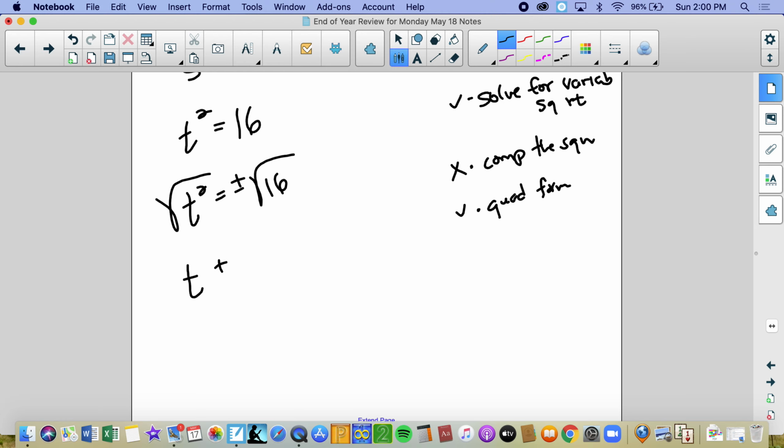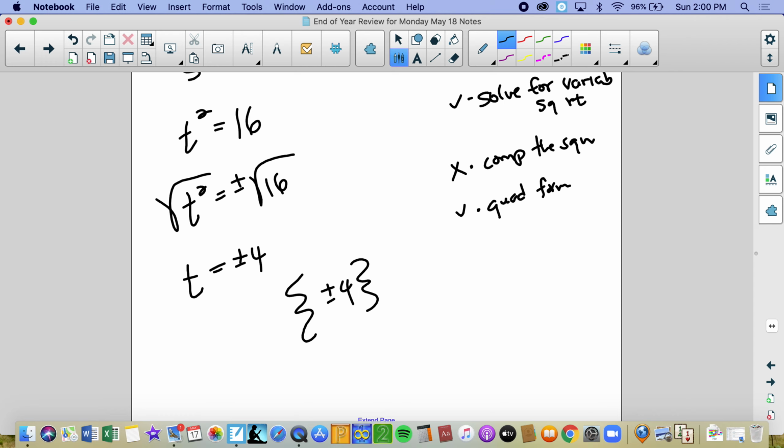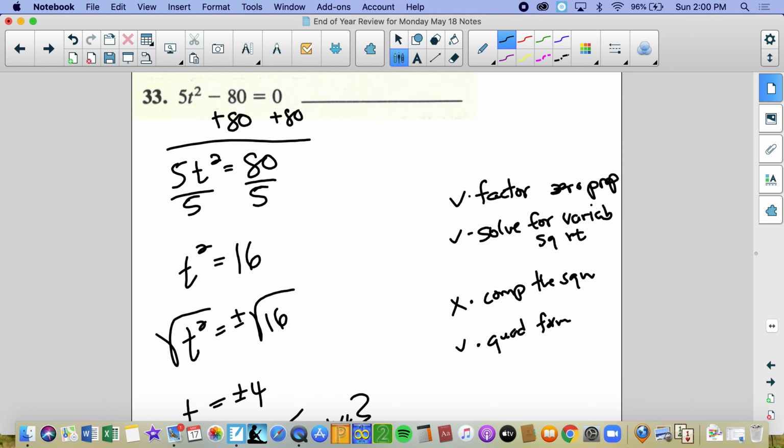We introduce plus or minus because we're taking the square root of a variable being squared. We get t equals plus or minus 4. And that would be my answer. And we can have the negative because when we plug in -4 and square it, it gives me the same value as positive 4 squared.